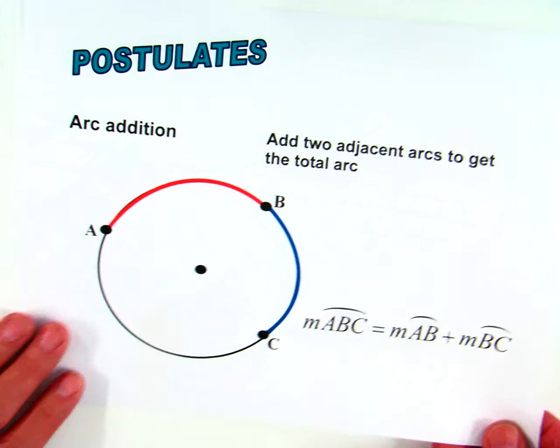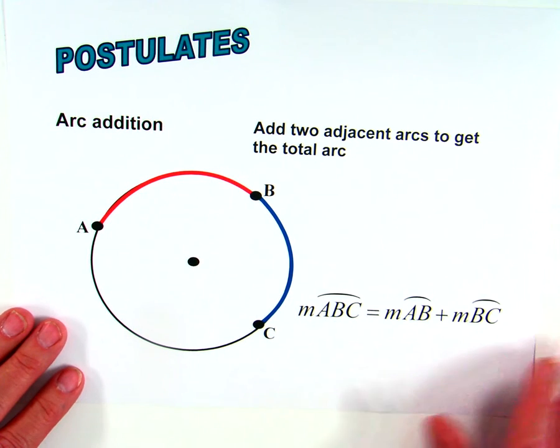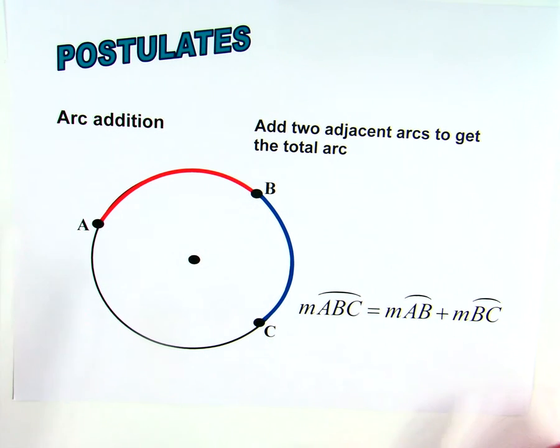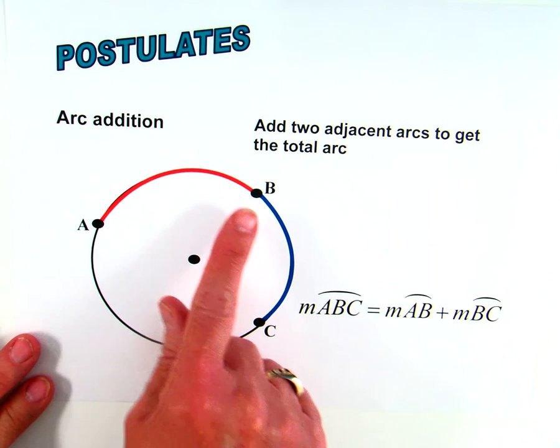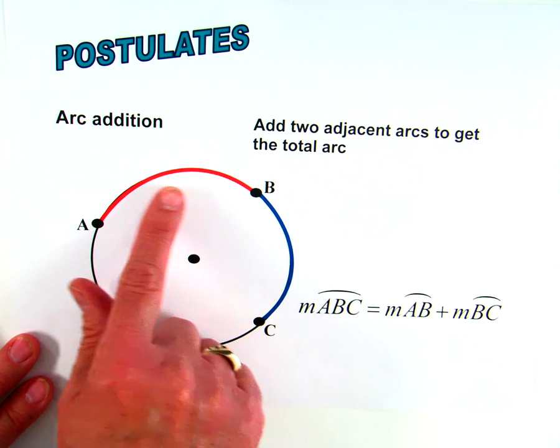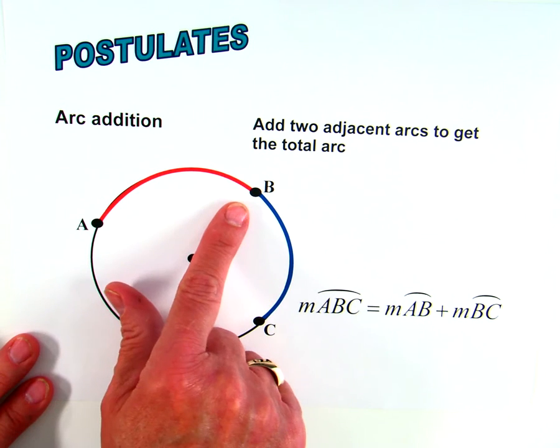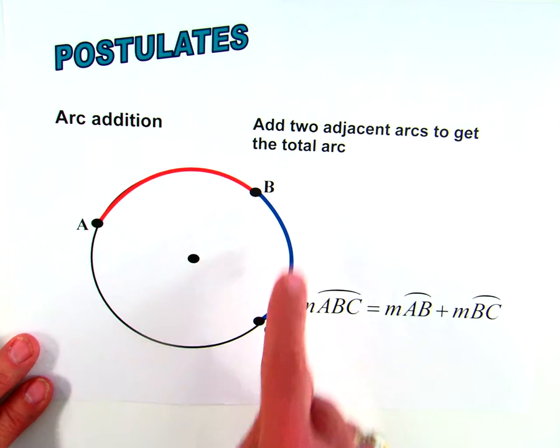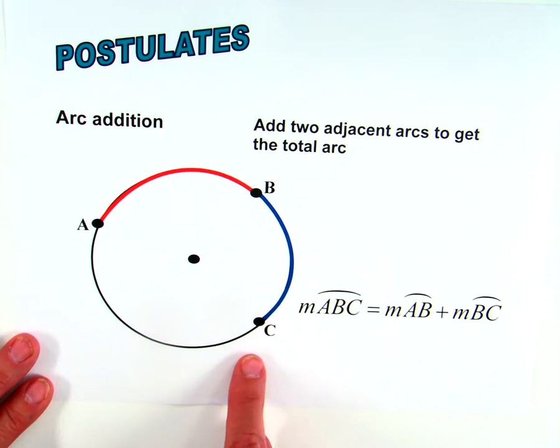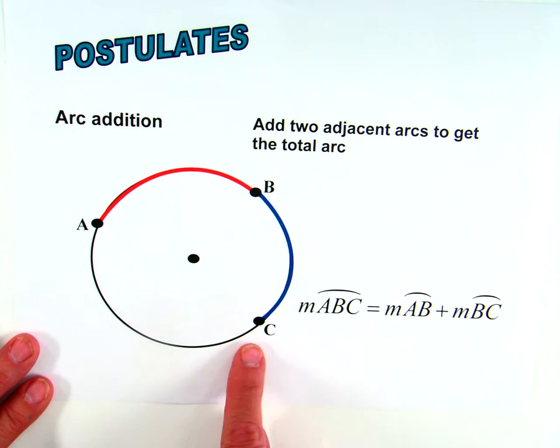Okay, here's a nice little postulate that's not going to be a surprise at all. The sum of the parts is the whole. If we add two adjacent arcs, we get the total arc. So these are adjacent arcs. They share a common endpoint. AB and BC are adjacent. Together they make the arc ABC.